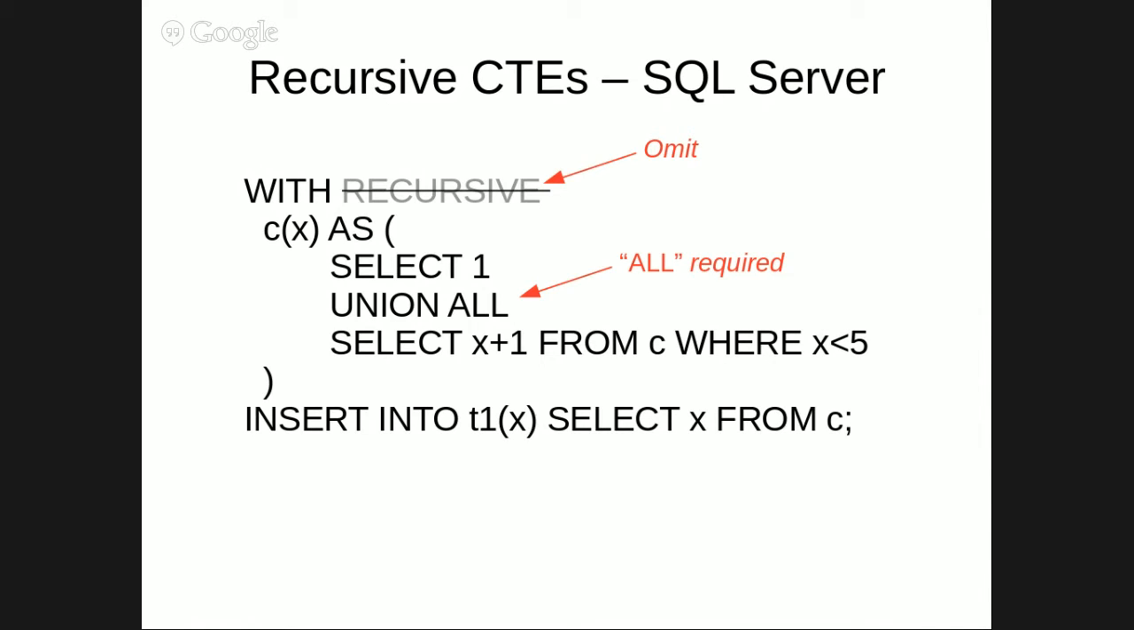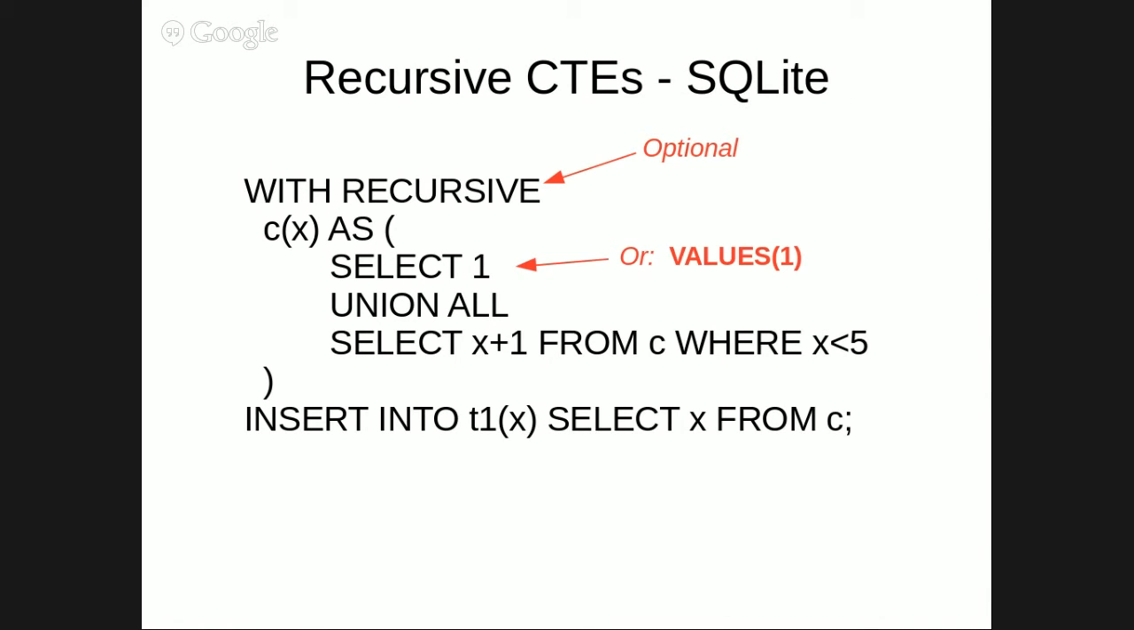So with SQL Server, you have to omit recursive, and you have to use union all, and you can't use values. So those are the kind of the syntax quirks. Oh, I've got SQLite. Yeah, with SQLite, the recursive keyword is optional. You can put it in, leave it out as you choose, and it does accept values.